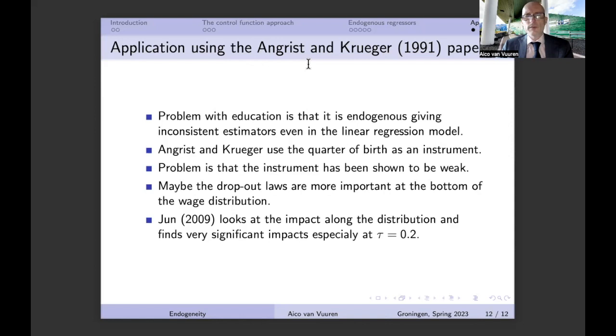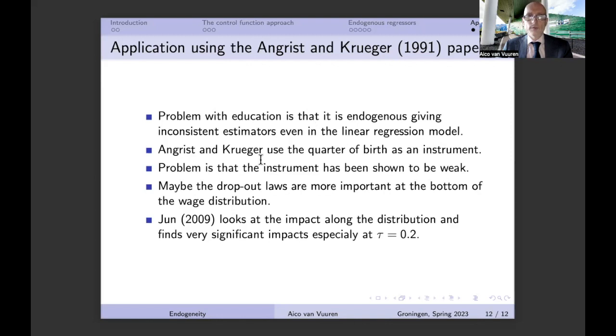This is one of the most famous papers, you could even say infamous papers, in labor economics. What they try to do in this paper is estimate the returns to education. And we know that the estimation of the returns to education is very, very hard, because education is endogenous. That means that the standard ordinary least squares of hourly wages on the level of education, and maybe a lot of other things, is going to give us inconsistent estimators.